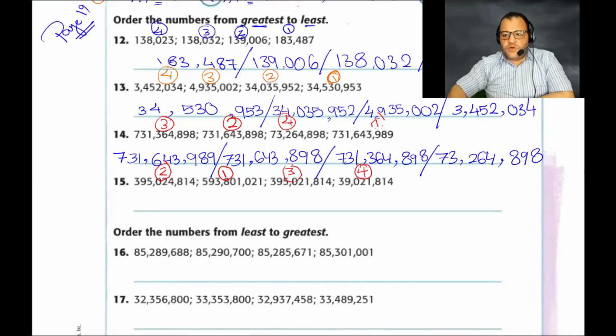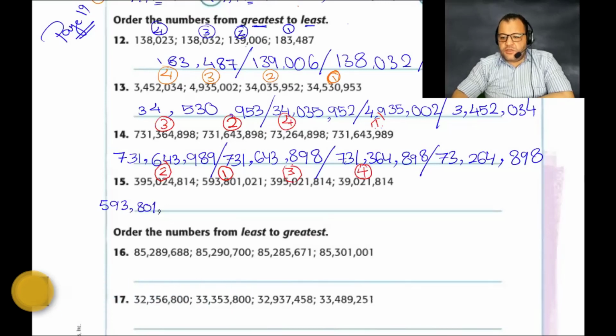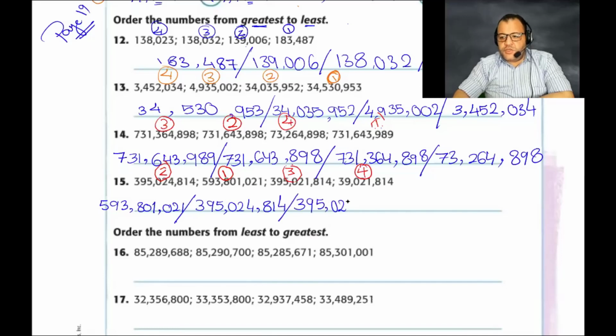So write the numbers now. The first one will be 593,801,021. Number two, 395,024,814. Number three, 395,021,814. The last one will be 39,021,814.